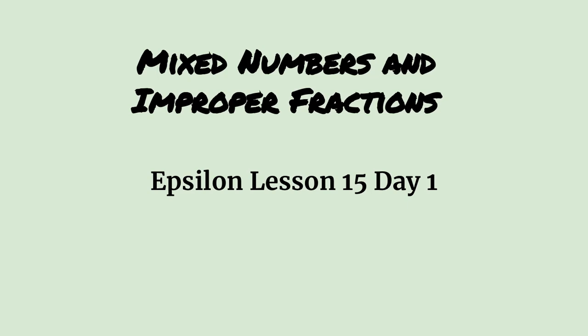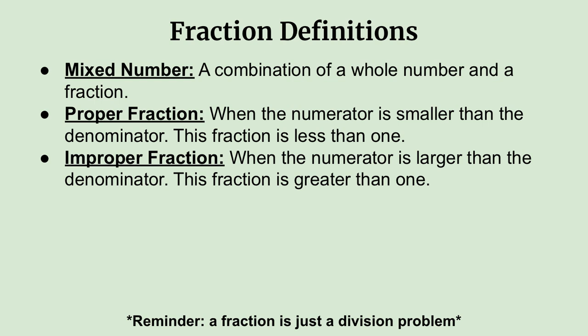This week we're on lesson 15, mixed numbers and improper fractions. So go ahead and take a minute to write down this vocab. A mixed number is where we'll start. That is just a combination of a whole number, like 5, plus a fraction. So 5 2/3 means you've got 5 pizzas plus another 2/3 of a pizza.